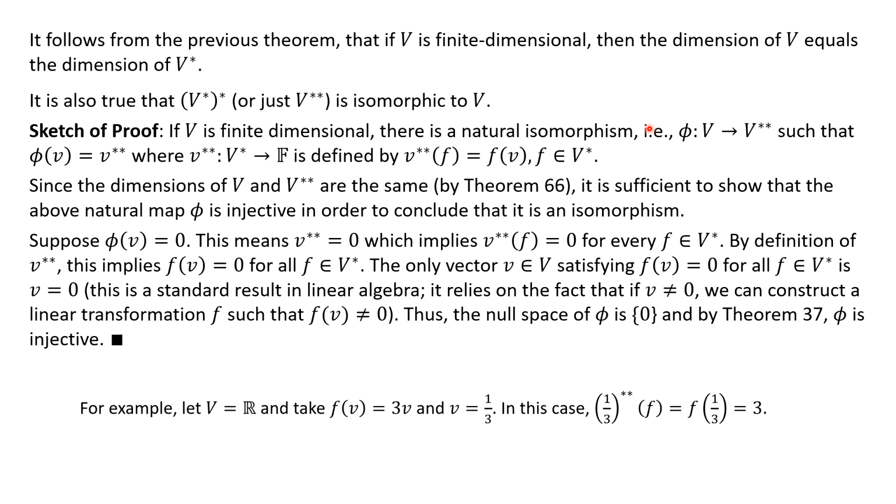And I just have an example of this function up here, maybe to help clarify things a little. So if V is R, the real numbers, and we take a function f of v equals 3v, and v equals 1/3, then this entity here, 1/3 star star of f, would equal f of v, so f of 1/3, and that would equal 3. Okay, so I have a few more theorems before we conclude this lesson, so let's go on to the next one.